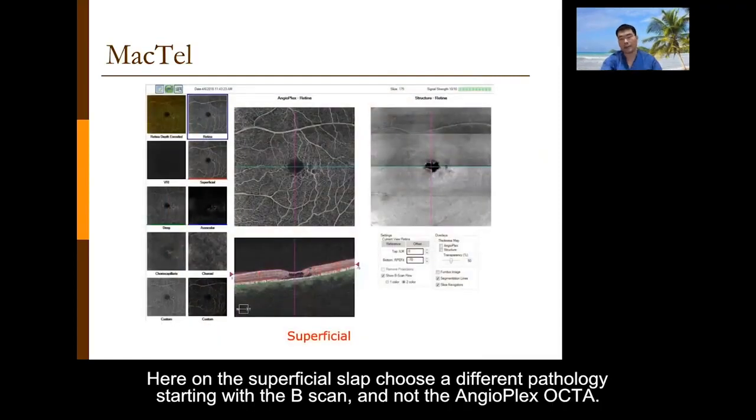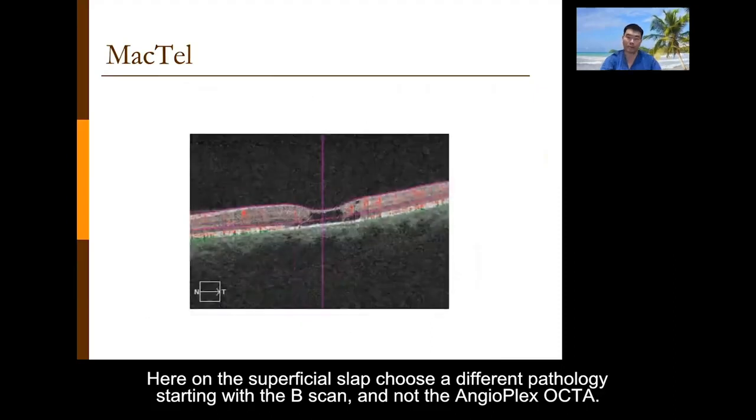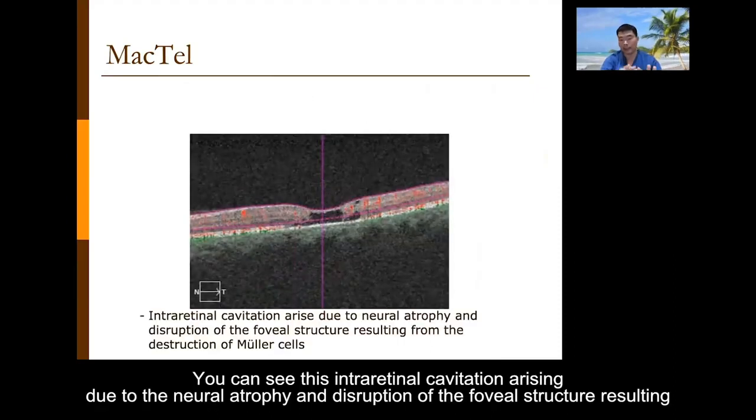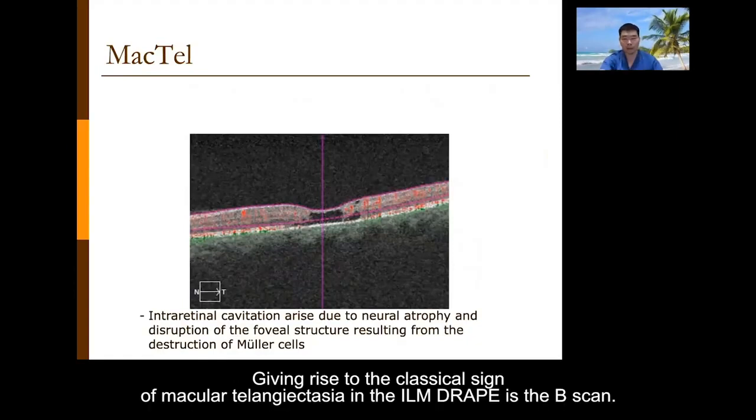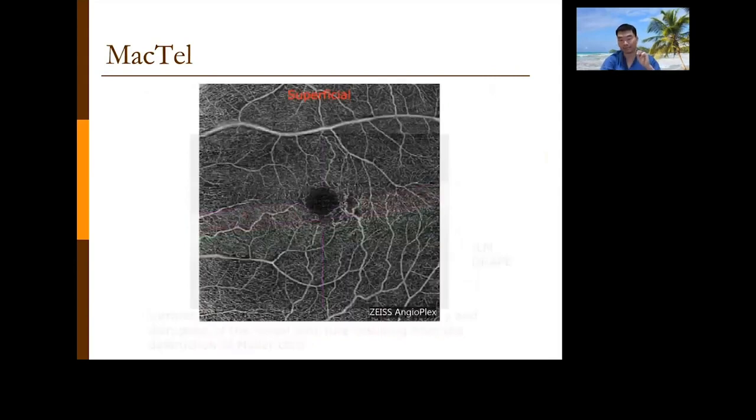Here the superficial slab shows a different pathology, starting with the B scan and not the Angioplex OCT-A. Here we can see there's intraretinal cavitation arising due to the neural atrophy and disruption of the foveal structure. And we know that the primary pathology is probably the result of destruction of the Müller cells in this case, giving rise to the classical sign in macular telangiectasia of the ILM drape in this B scan.